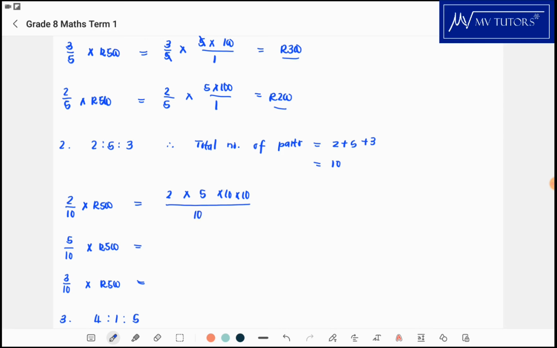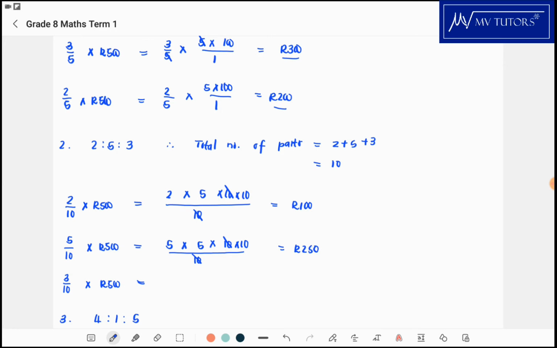Okay, so now 10 divided by 10, that's 1. So I'm left with 2 times 5, which is 10. 10 times 10 is 100. So 2 parts of that 10 will give us 100 Rand. How about 5 parts of that 10? So we have 5 times 500, which is 5 times 10 times 10, and we're going to divide that by 10. So 10 divided by 10 is 1. So 5 times 5 is 25. 25 times 10 is 250.